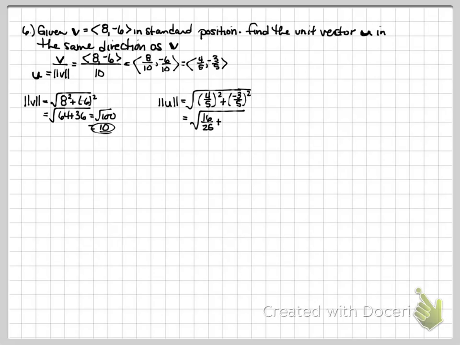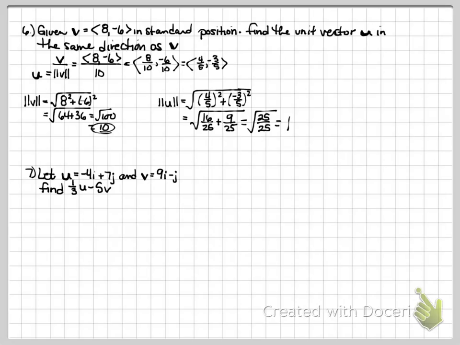Plus the negative 3/5 squared becomes 9 over 25. If I add those together, I get the square root of 25 over 25, which is 1. So my unit vector does have a magnitude of 1. Alright, so that is example 6. Let's move on to example 7.